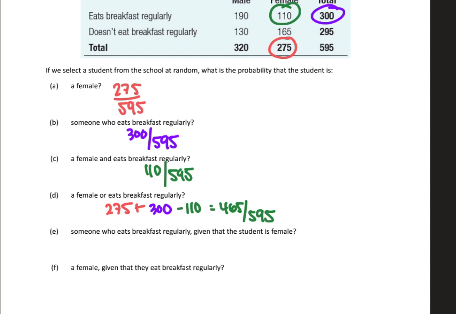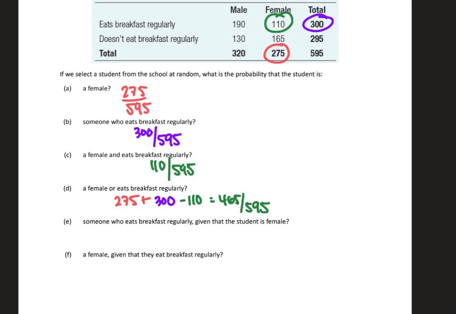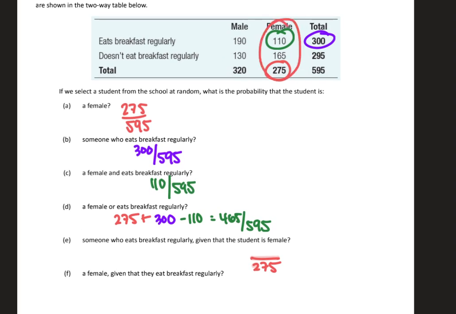So then now we're getting into conditional probability. It says someone who eats breakfast regularly given that the student is female. So in this case, that the student is female is going to go in the denominator. And that total is 275. And then we're only looking at this column right here. And in that column, the people who eat breakfast regularly, that's going to be 110. So that probability is going to be 110 over 275.